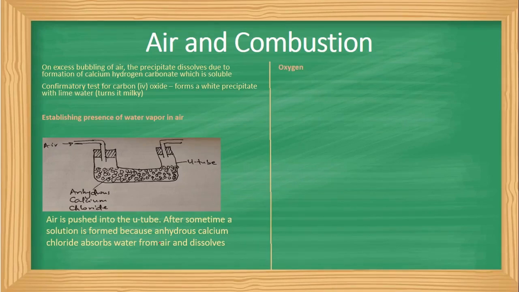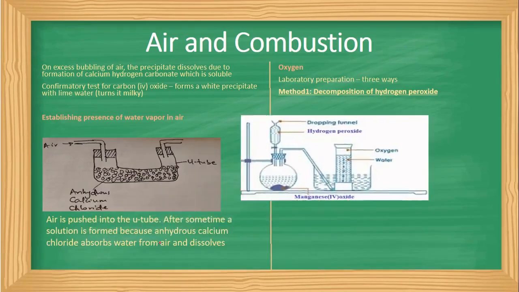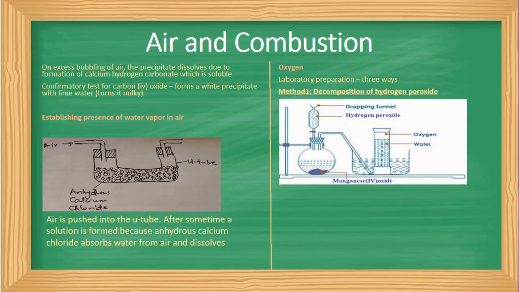Next, we look at oxygen as another major subtopic in this topic of air and combustion. Remember, we said oxygen is the active part of air, and it comprises 20.9% of air. There are three ways through which you can prepare oxygen in the laboratory, and one of the ways is decomposition of hydrogen peroxide. This is done as per the setup I've put in the diagram.